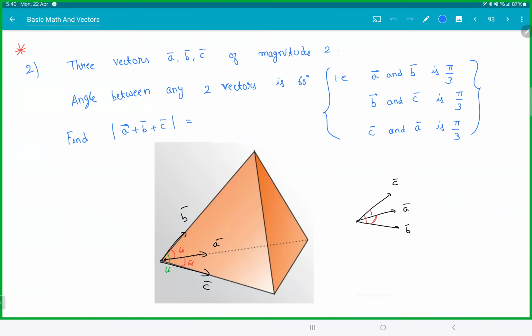This one, we have 3 vectors, A bar, B bar, C bar of magnitude 2. Angle between any 2 vectors is 60 degrees. If you add these 3 vectors, find the resultant. So last time I showed you the 3 vectors will be at 60, 60, 60 here. The only way this can happen is if all the 3 vectors are out of the plane.